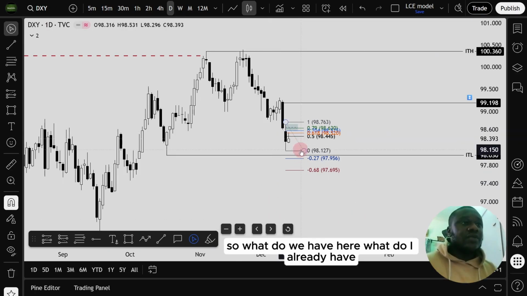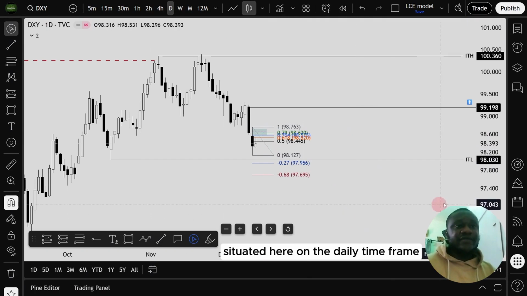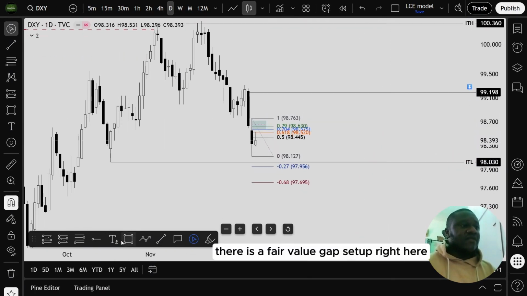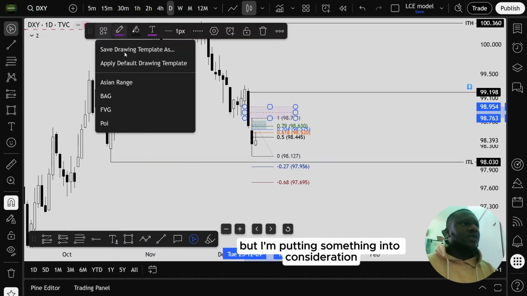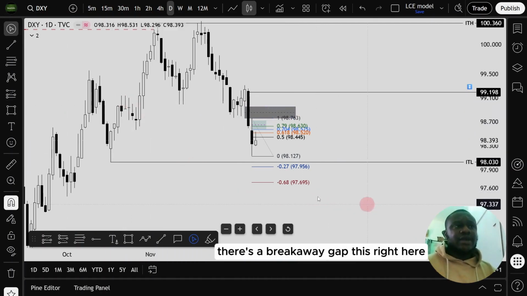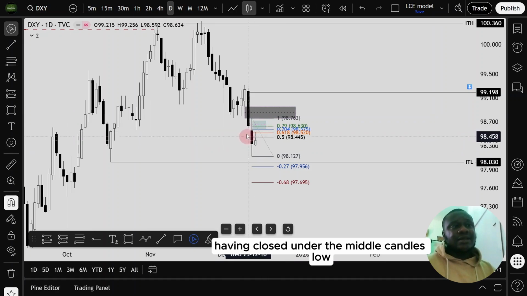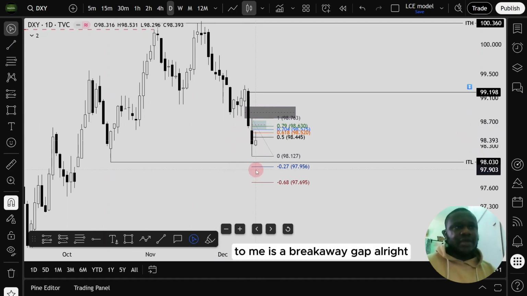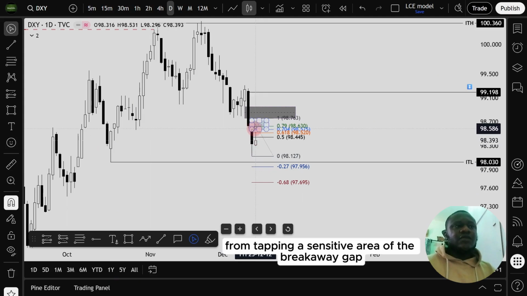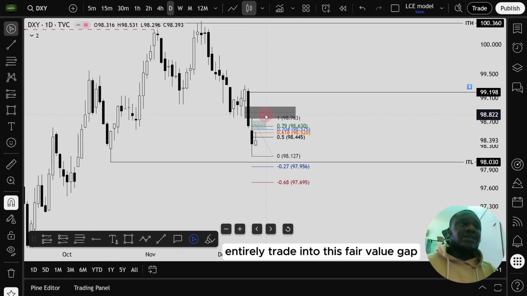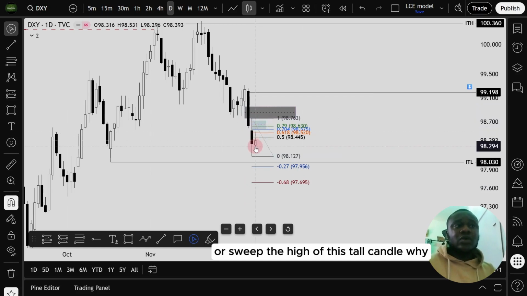So what do we have here? What do I already have situated here? On the daily time frame, there is a fair value gap setup right here, but I'm putting something into consideration. There's a breakaway gap. This right here, this third candle, having closed under the middle candle's low, to me is a breakaway gap. All right, so if price is going to continue selling, price can continue selling from tapping a sensitive area of the breakaway gap without having to entirely trade into this fair value gap or sweep the high of this third candle. Why?